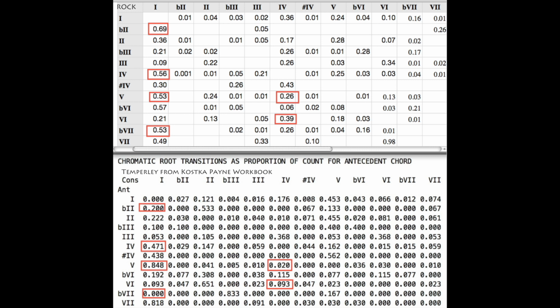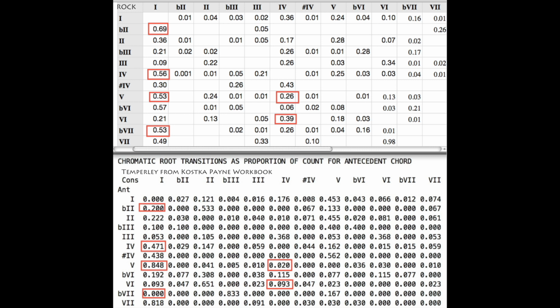A few numbers jump off the page. In the workbook, 5 goes to 1 84% of the time, while in the rock and roll study, 5 only goes to 1 53% of the time. This is matched in rock and roll by subtonic going to 1 53% of the time. In the common practice chart, subtonic goes to 1 0% of the time. So in rock and roll, subtonic goes to tonic as often as dominant does.